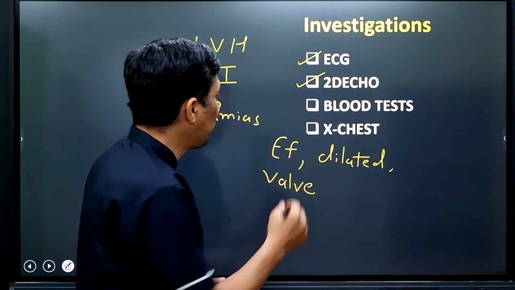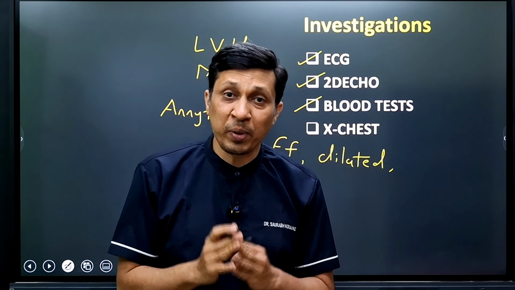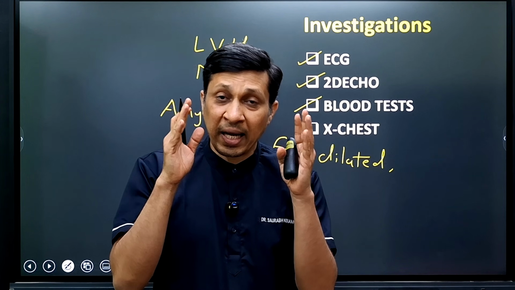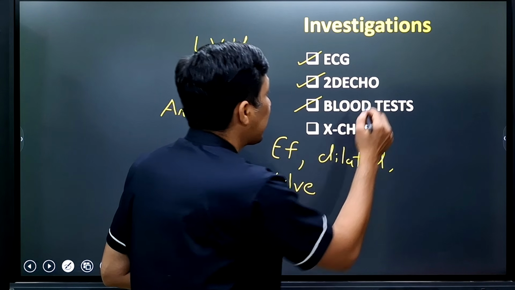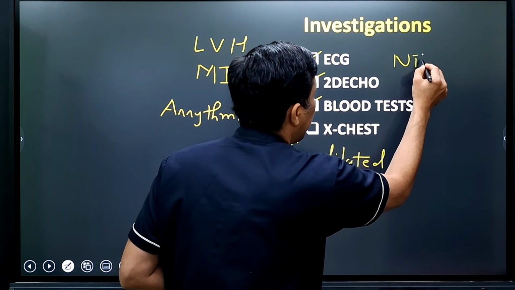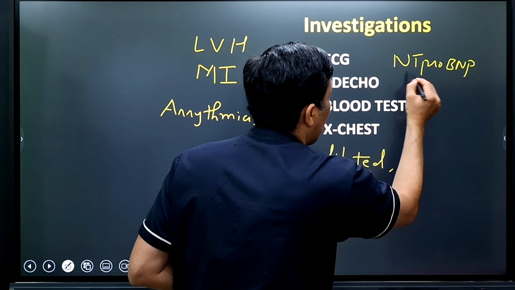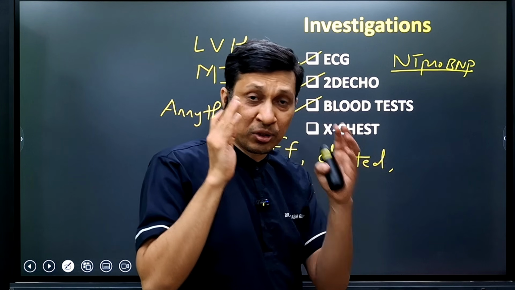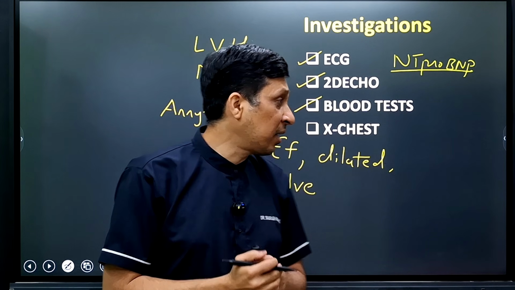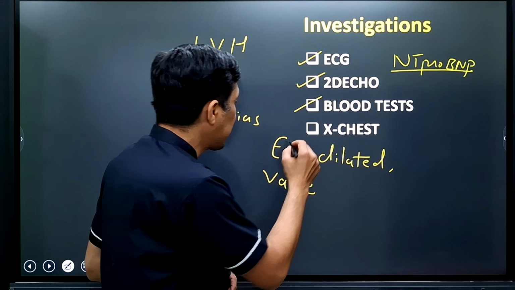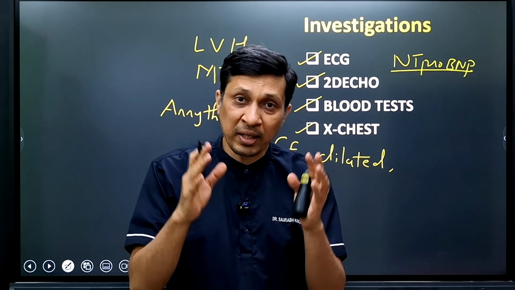Apart from that, you can do certain blood tests. In blood test, you can get the hemoglobin, which will show if patient is having any anemia. You can also do thyroid test. And an important blood test that is done in heart failure is NT-proBNP, which gives the diagnosis of heart failure, and it can also show the severity of the heart failure. You can also do X-ray chest. Here you can get the cardiomegaly or the picture of pulmonary edema.